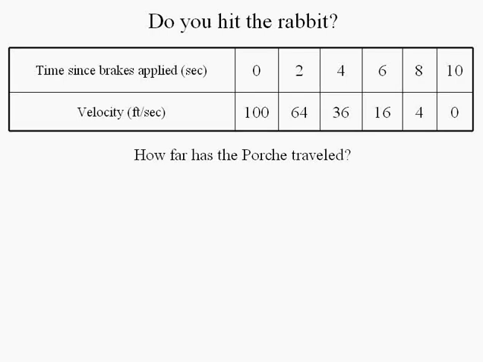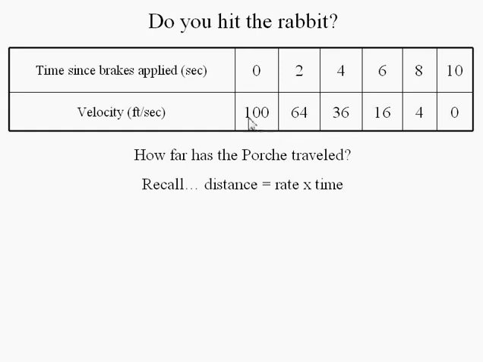So in finding out whether or not we hit the rabbit, we basically want to know how far the Porsche has gone. Now we have 2-second time intervals, and we have a maximum speed and a minimum speed on each time interval because we're assuming we're hitting the brakes and that the speed is decreasing the whole time. Now remember one thing, distance equals rate times time.